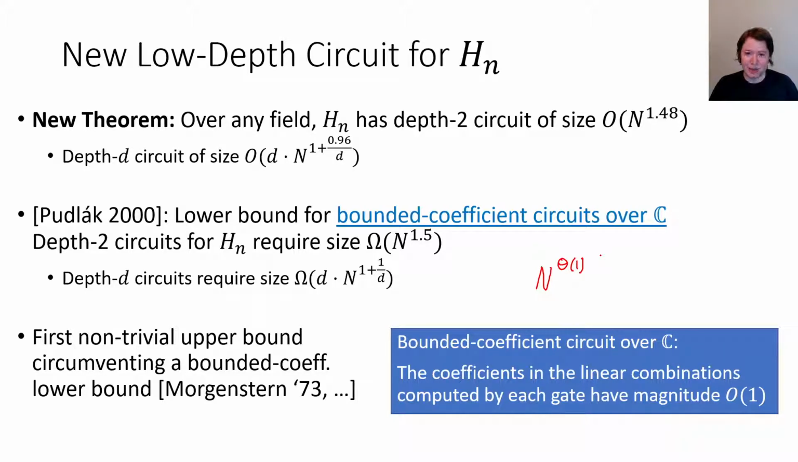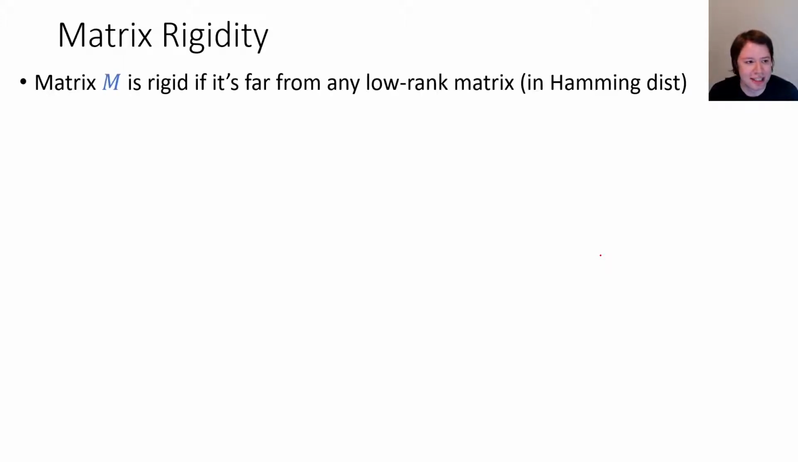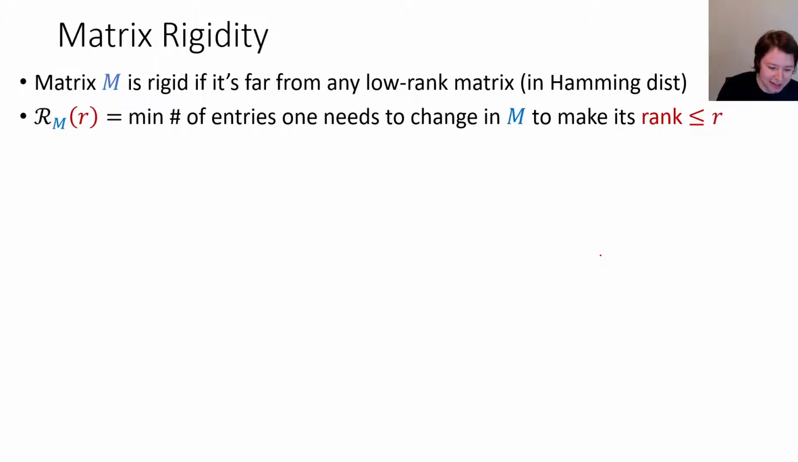I won't be able to get into too many details in this talk, but the main idea is to make use of matrix rigidity upper bounds. So what is matrix rigidity? We say that a matrix is rigid if it's far from any low-rank matrix in Hamming distance. There are of course some parameters involved. The rank-R rigidity of the matrix M is the minimum number of entries of the matrix that you have to change to make its rank at most R.